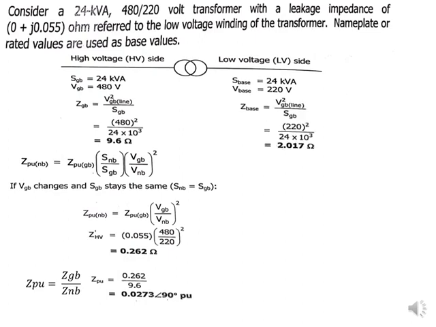Then we go to our LV side. Then on our LV side, we utilize the same formula for our Z base. We say it is equal to our voltage squared over our apparent power. So voltage on the low voltage side is going to be the 220. Then we divide by the 24 times 10 to the 3, and we get that 2.017 ohms. We already know that the per unit on the LV side is the 0.055. So we then take that directly to go and work out what our per unit is going to be.